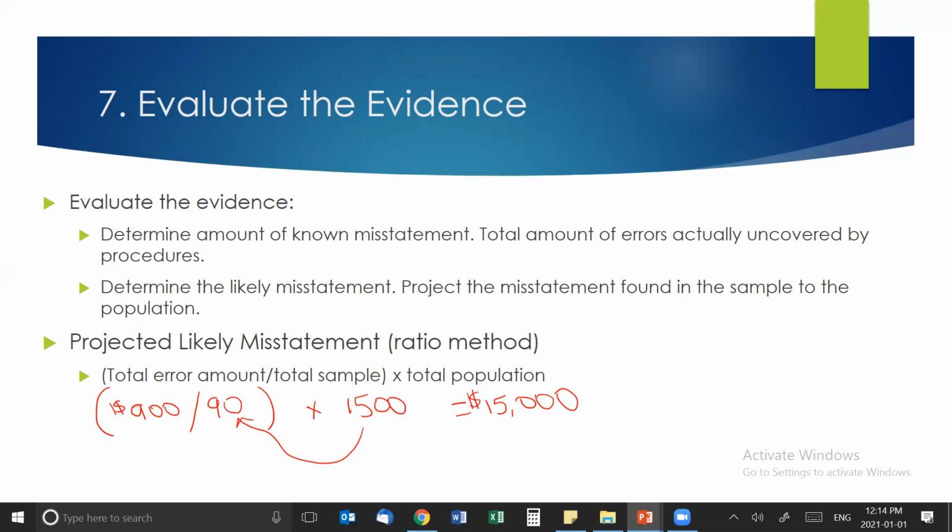You might have to do more, right? You might have to look at more of these, more than 90. Usually after you find errors, you want to take more samples and test more samples to see if this error was just reflective of these 90, or if there are a lot more errors in here.